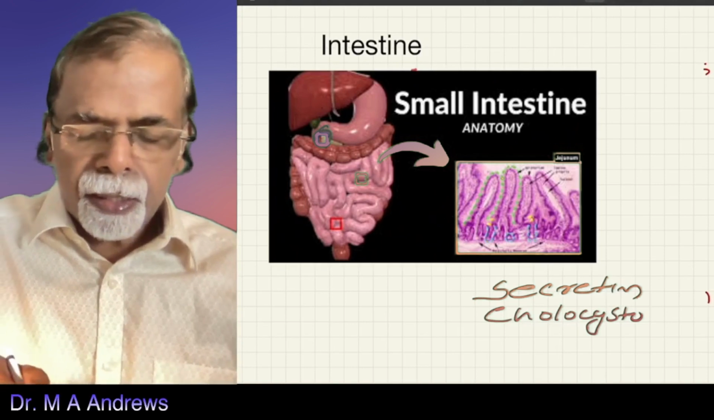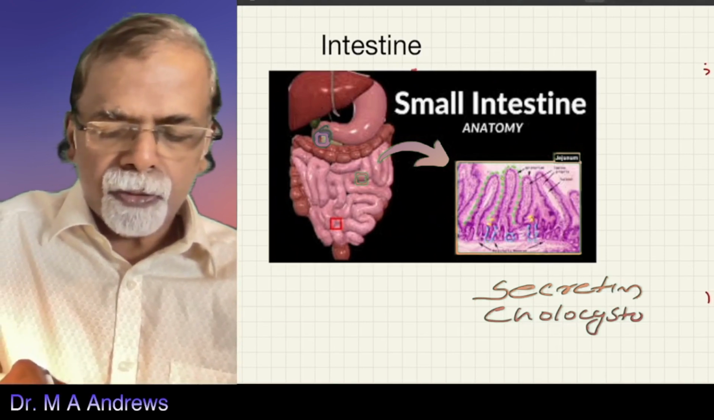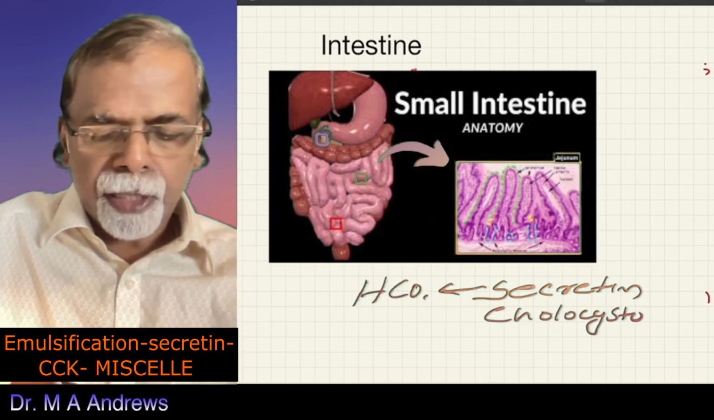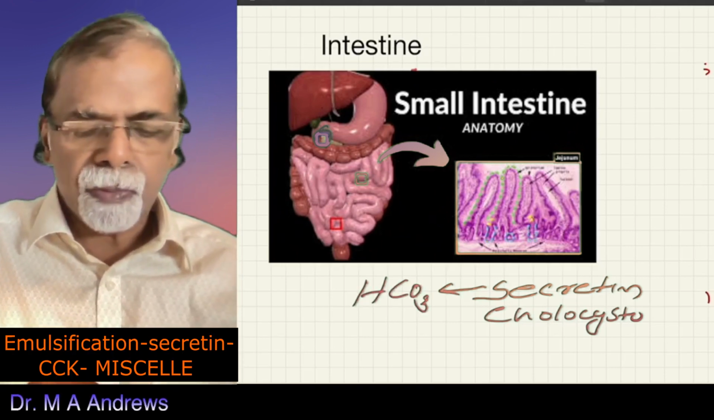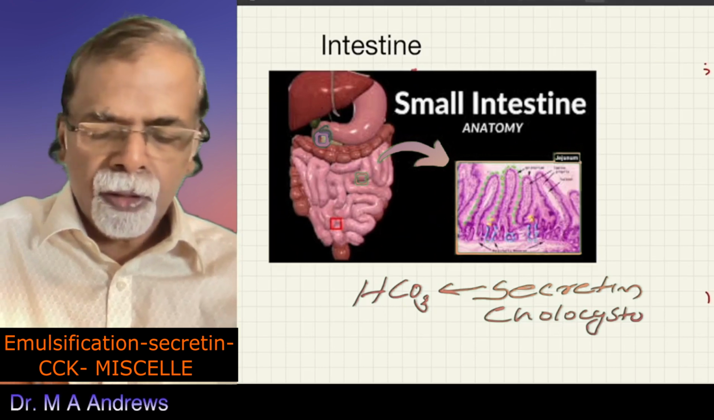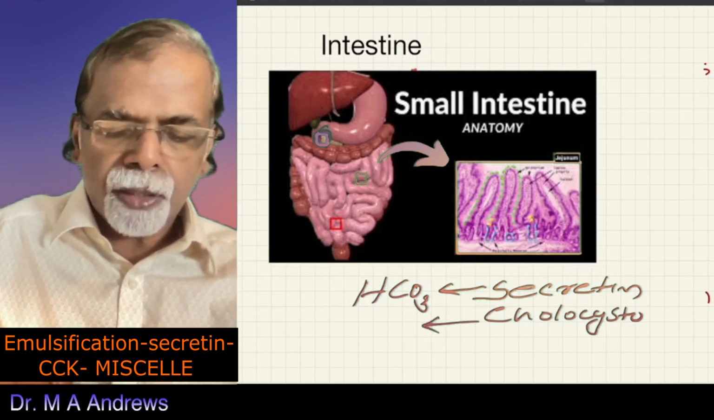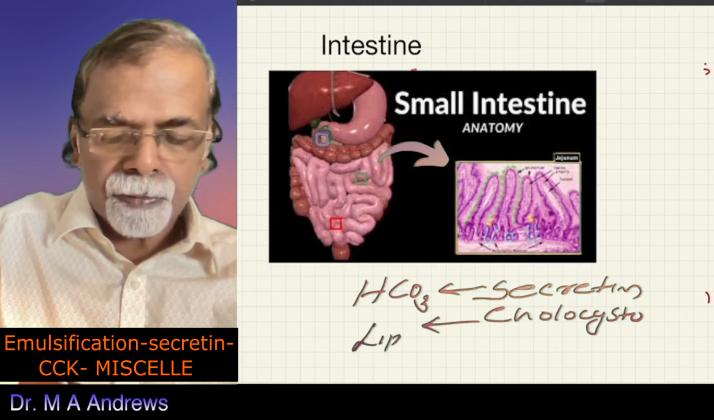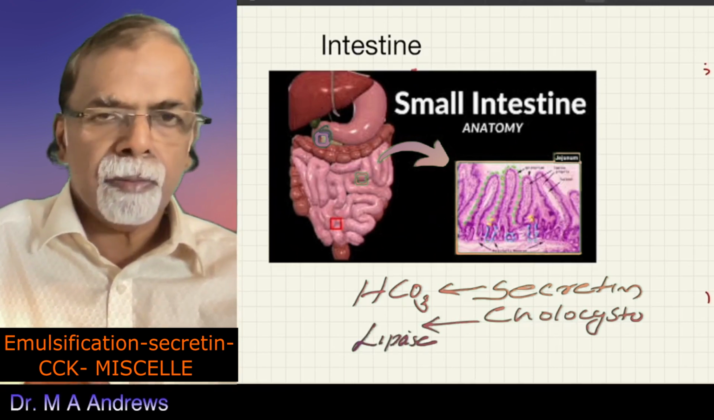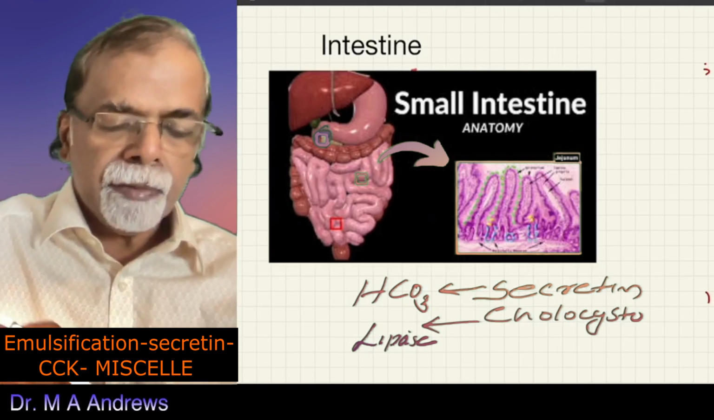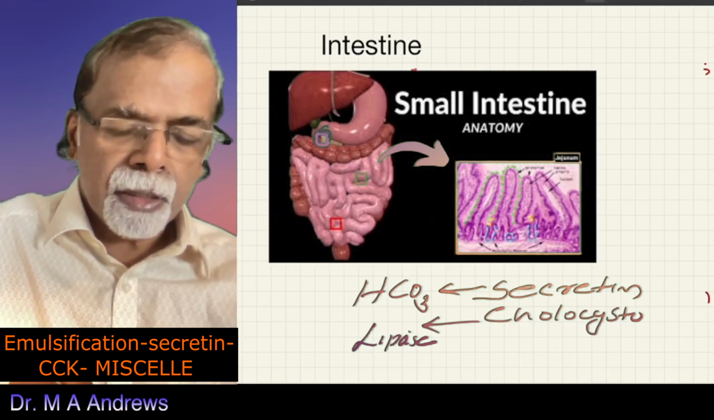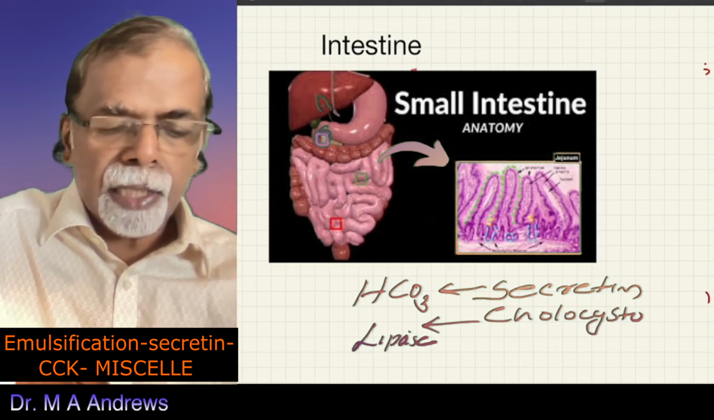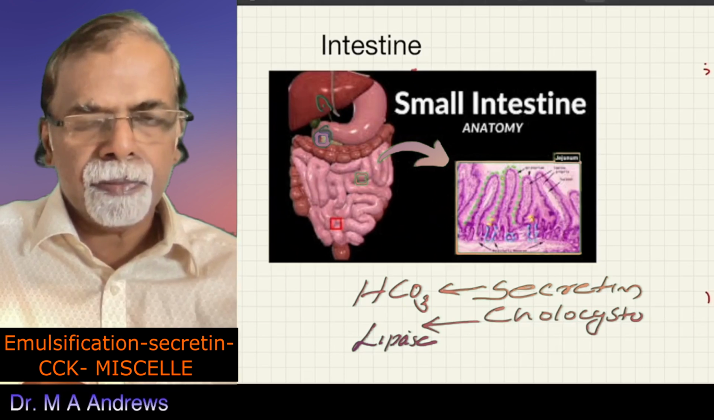The secretin stimulates the pancreas to produce a large quantity of bicarbonate. Bicarbonate-rich pancreatic fluid is produced because of the action of the secretin. Cholecystokinin, on the other hand, produces lipase-rich or enzyme-rich pancreatic juice. At the same time, it stimulates the gallbladder and bile reaches the duodenum.